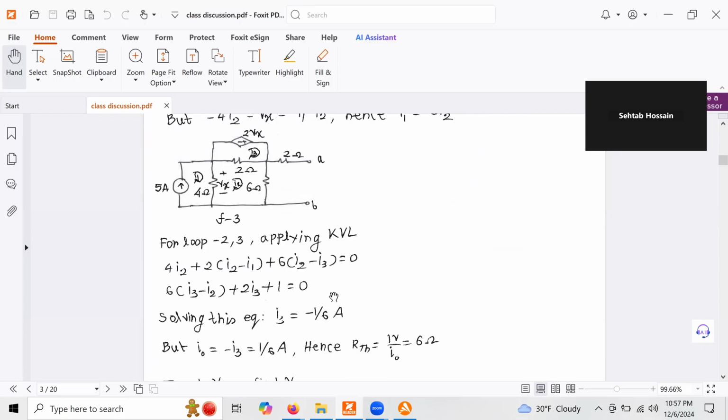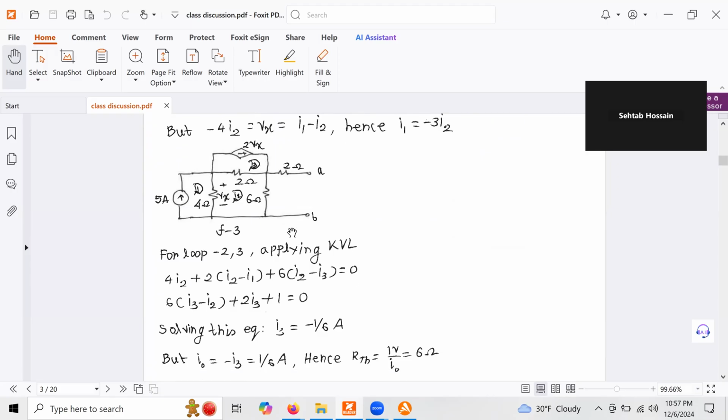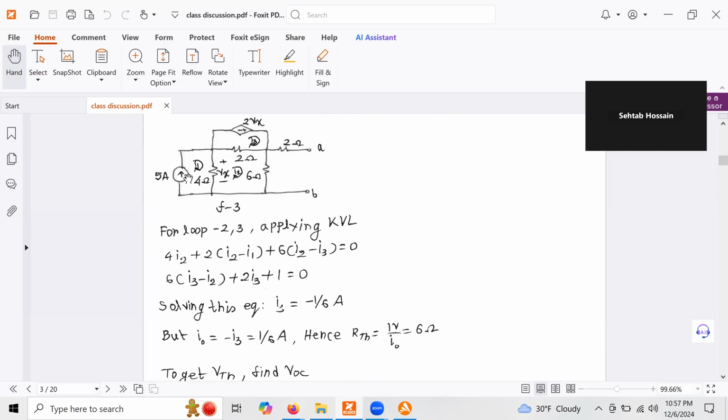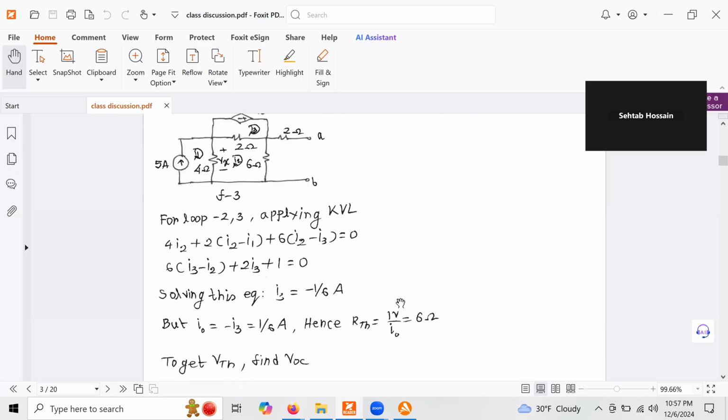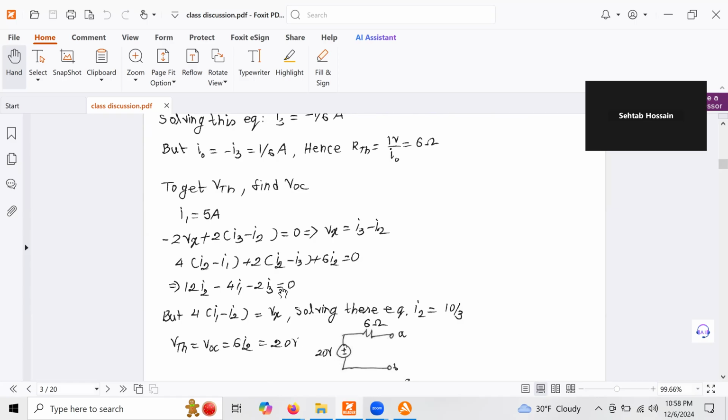To get the V Thevenin, we have to take another circuit, this figure 3 circuit over here. This is mesh 1, this is mesh 2, and this is mesh 3. If we look at the mesh, I1 equals 5 ampere. Then we apply KVL in mesh 1 and we get this expression. But we see that I1 minus I2 equals Vx, solving this, I2 becomes 10/3. Then V Thevenin will be equal to 6I2.